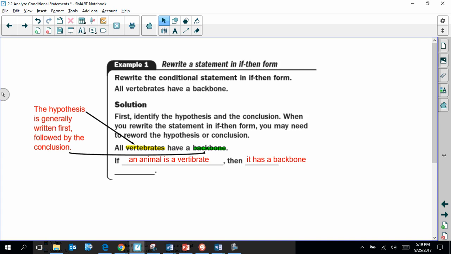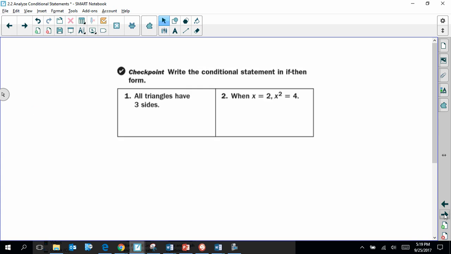Okay, so go ahead and try practicing. Take these statements that are given to you and write them as a conditional statement in if-then form. Go ahead and pause the video and answer these two questions. When you have your statements written, hit play again and compare your answers with mine.